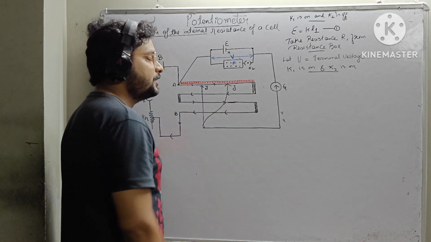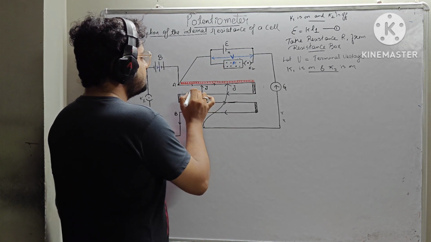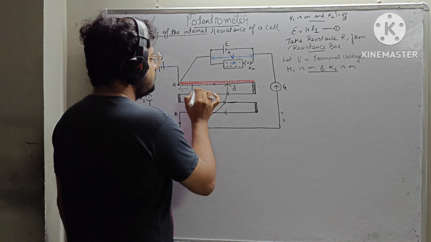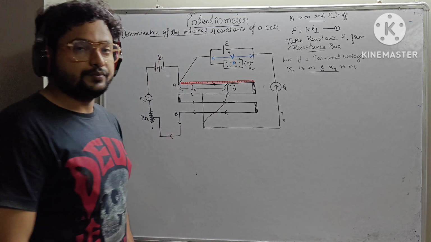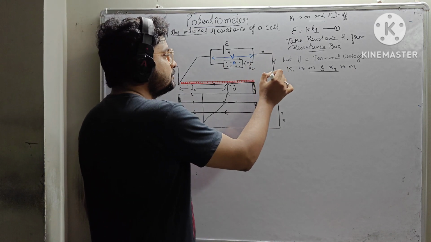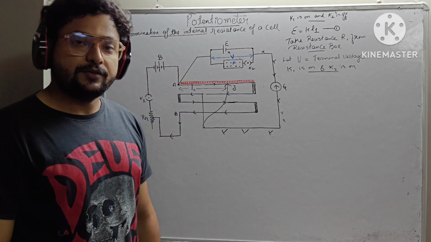Suppose your null point is over here, at a distance L2. You get your null point at a distance L2. Null point means no current is flowing through this branch.